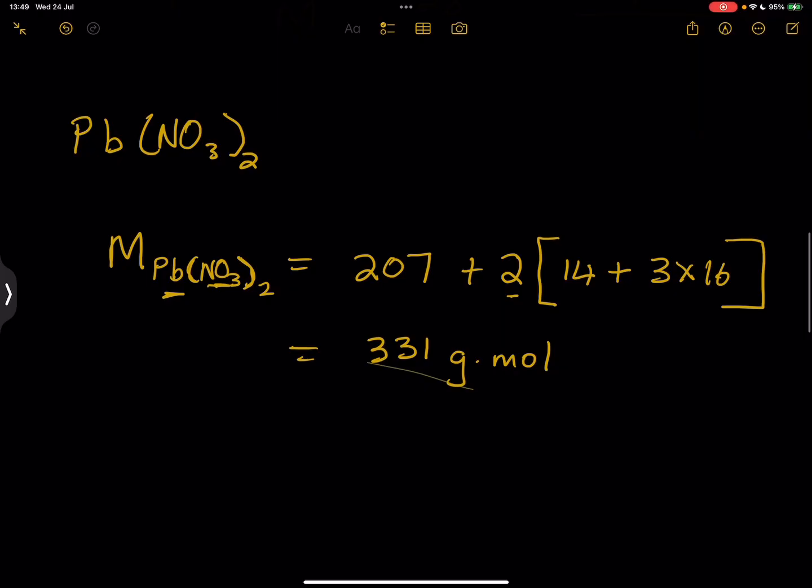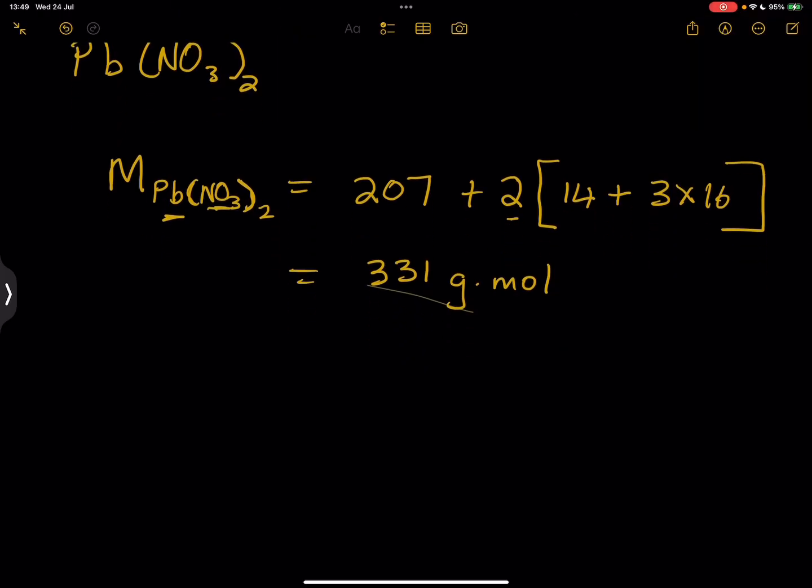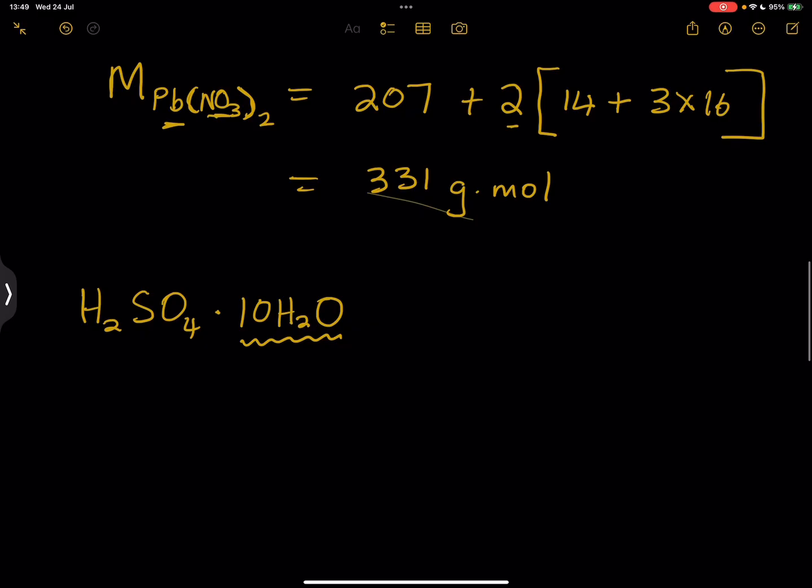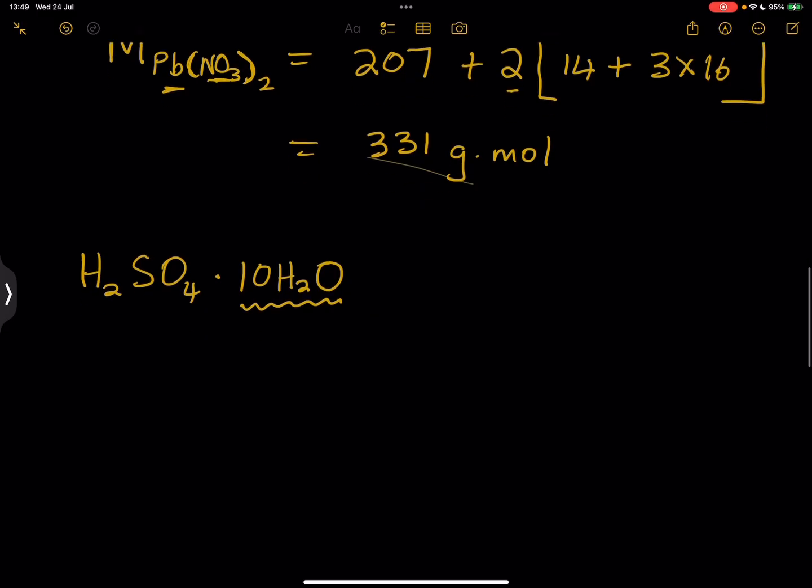Now, guys, of course, we can spend a bit of time. Sometimes you've got a substance that has what we call waters of crystallization. So in this case, let's say H2SO4 with 10 H2O. We call this waters of crystallization. So how do we determine the molar mass in that case?